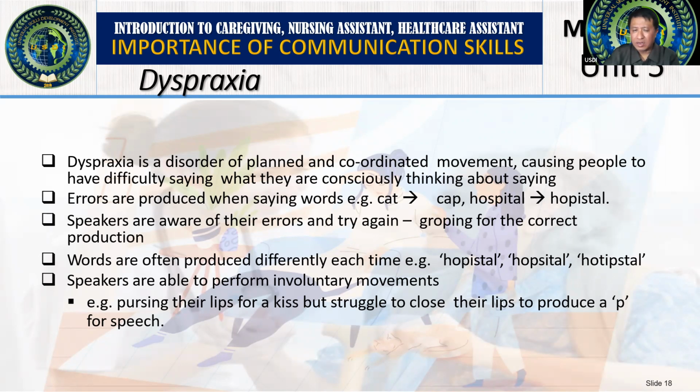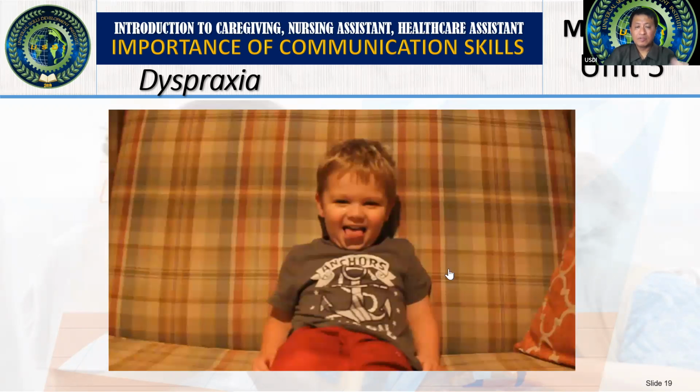Cup, a cat. Okay, hospital, hospital. Ganoon. So alam nila na mali, kaya kinokorek nila yan. Words are often produced differently each time. Like for example, hospital, hospital, o hotistal. Okay? So hindi niya makuha yung tamang word talaga. Speakers are able to perform involuntary movements, pursing their lips for a kiss, but struggle to close their lips to produce a P for speech. For example, this one.